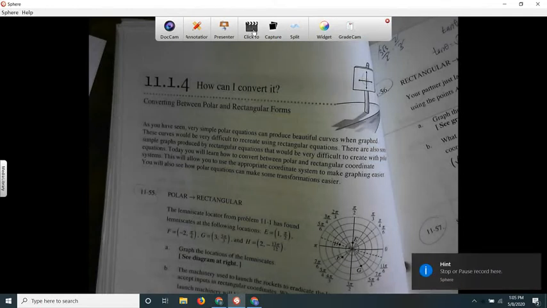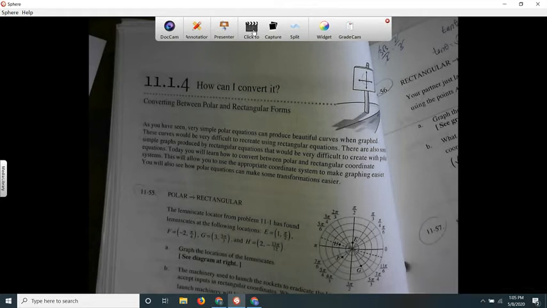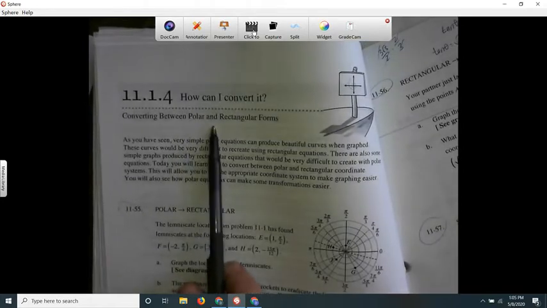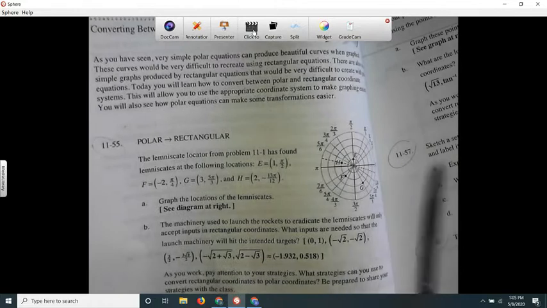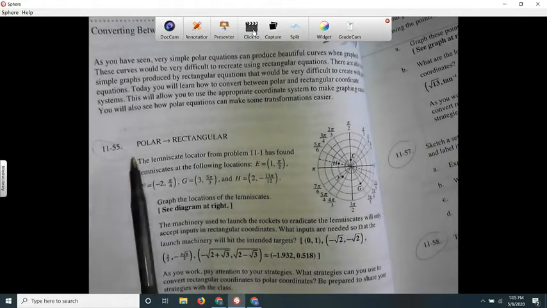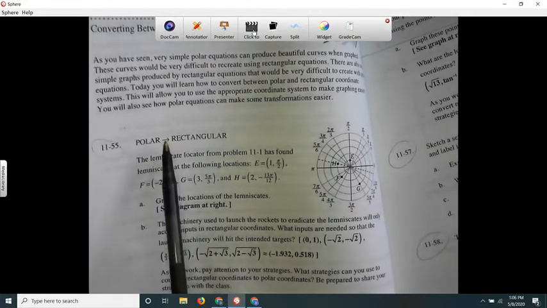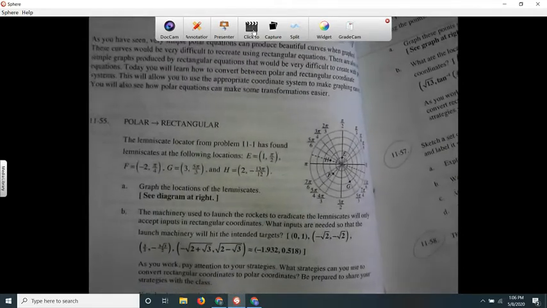Here's your pre-calc lecture for 11.1.4, and it's pretty long. It has converting between polar and rectangular forms. So I'm going to put a separate YouTube video from a different teacher that shows you how to do polar to rectangular. And then that same YouTube guy is going to teach you rectangular to polar.